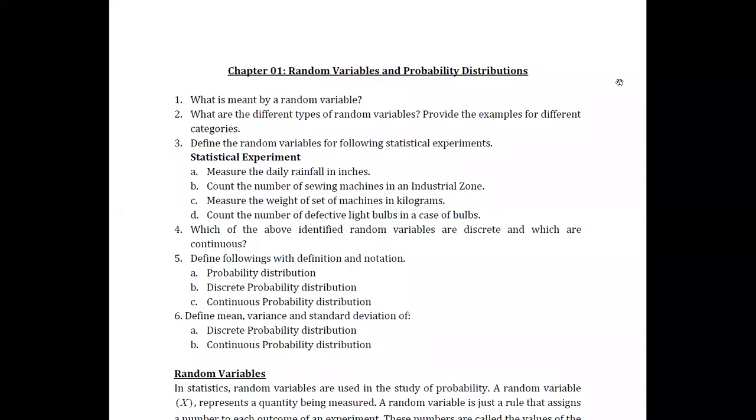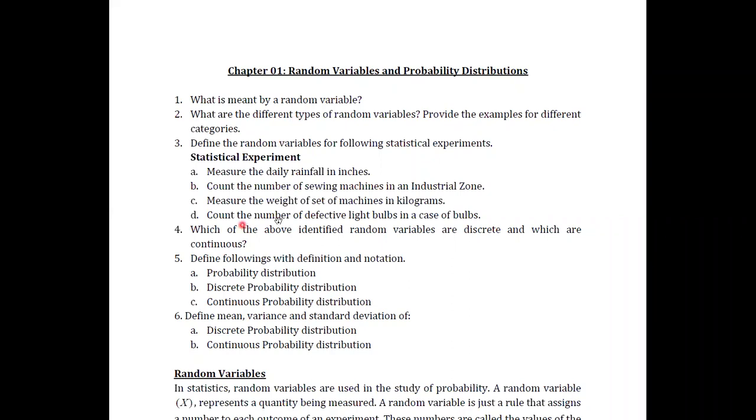In this session, we will discuss random variables. When we discuss random variables, these are the things that we are going to cover in this module. First, we will look at what is meant by a random variable, what the different types of random variable are, and how to define random variables for a given statistical experiment.